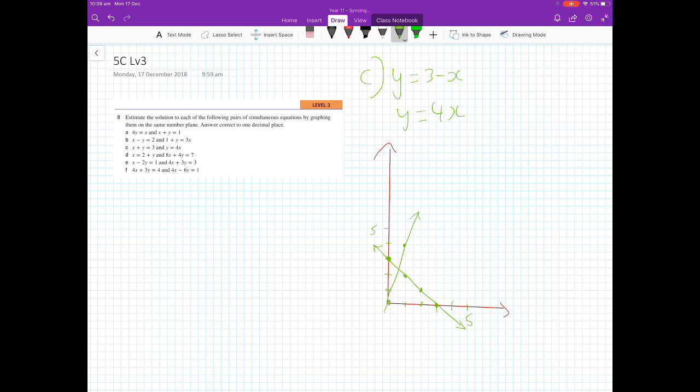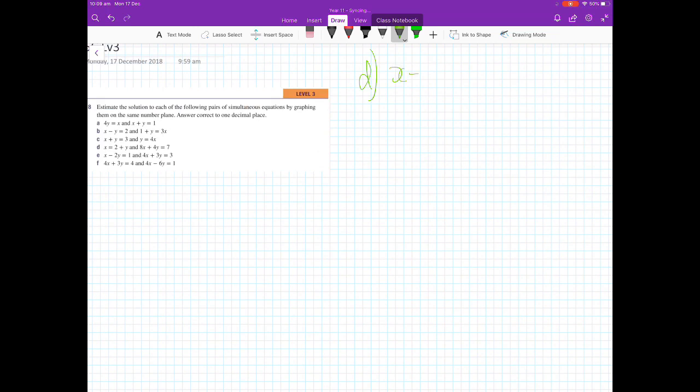And where do they cross? It's not quite at 1. So with that 0.5 part. And not quite up to that scratch of 3, just under the 2.5. Alrighty, on to D.